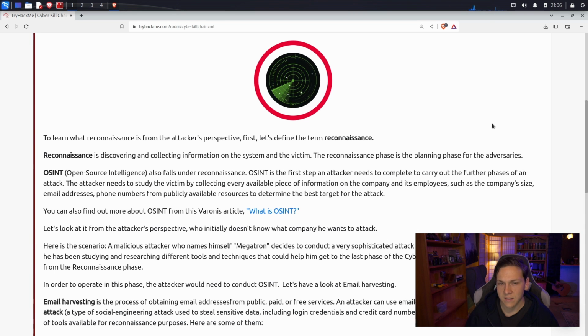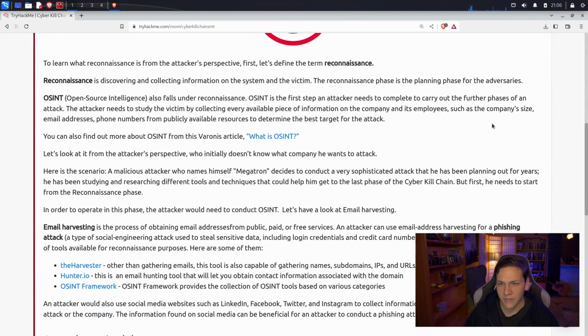The attacker needs to study the victim by collecting every available piece of information on the company and its employees, such as the company's size, email addresses, and phone numbers from publicly available resources to determine the best target for the attack. You can also find out more about OSINT from this Varonis article, What is OSINT?